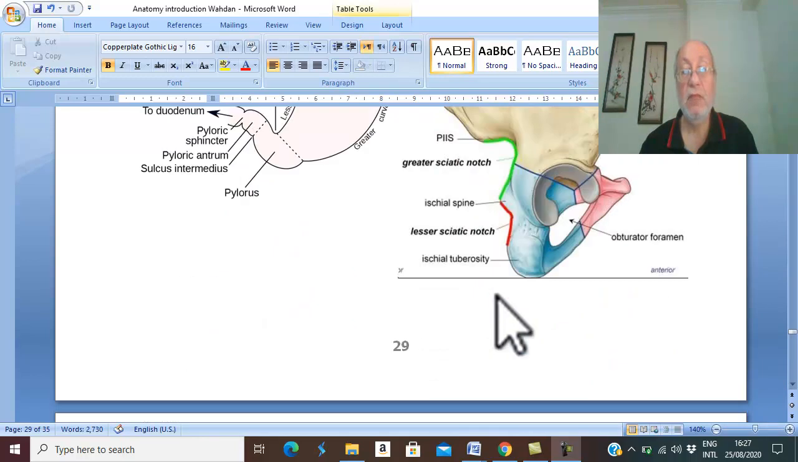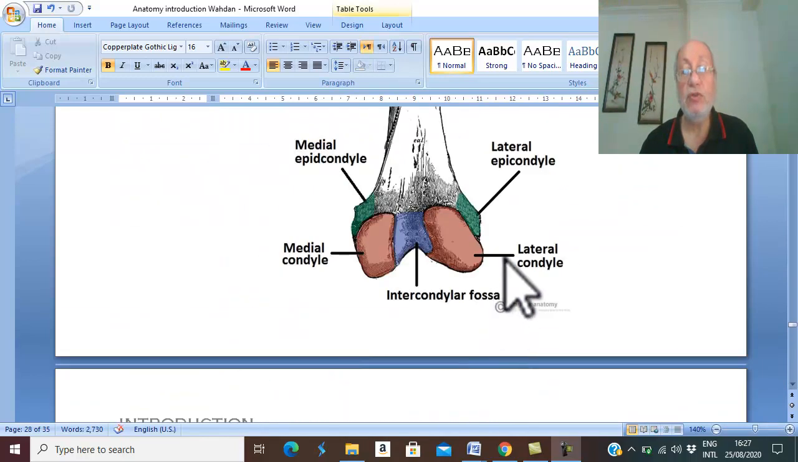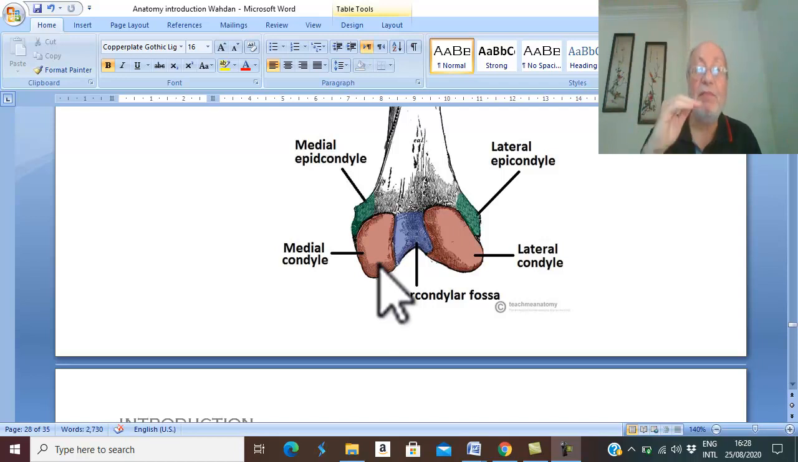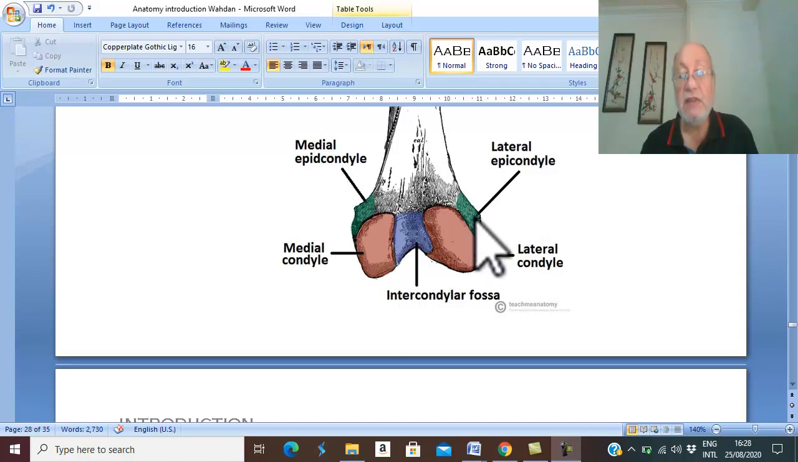Condyle. This is the typical condyle. What is the meaning? A convex articular elevation, used for articulation. A convex elevation used as an articular surface. This is condyle. Epicondyle: epi means just above. Therefore, just above the condyle and just above the articular surface is called epicondyle.